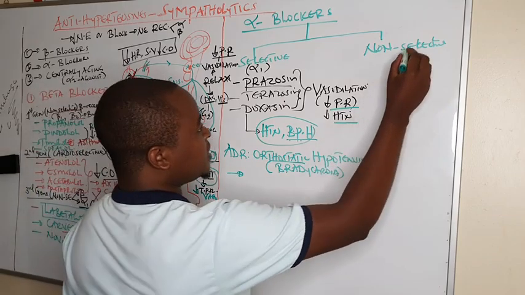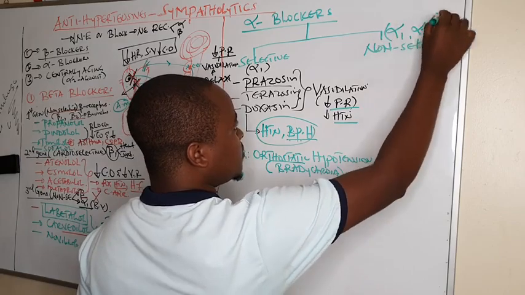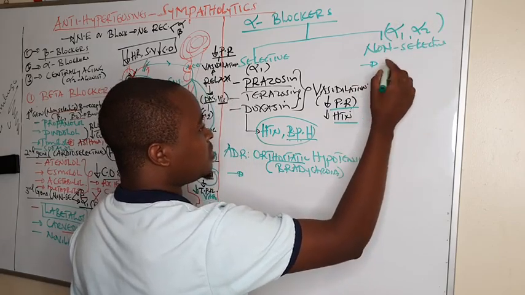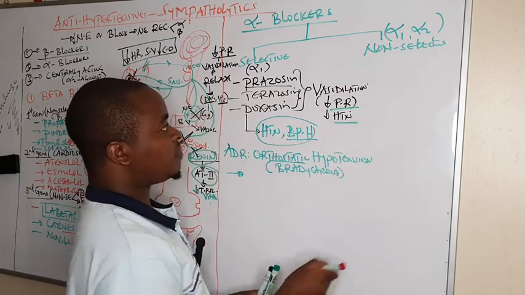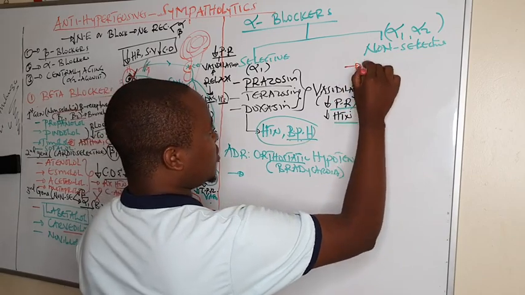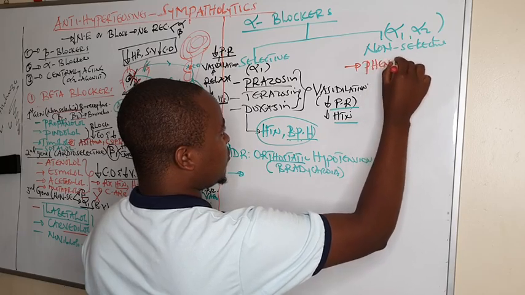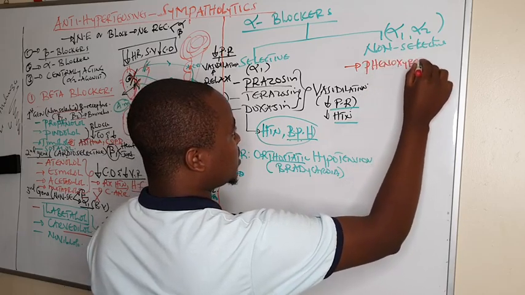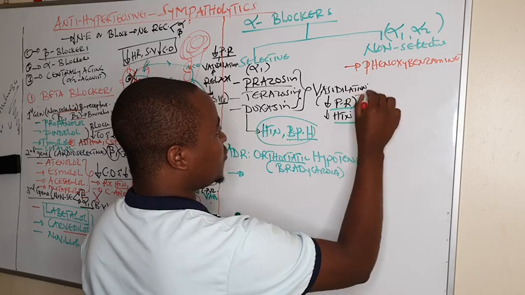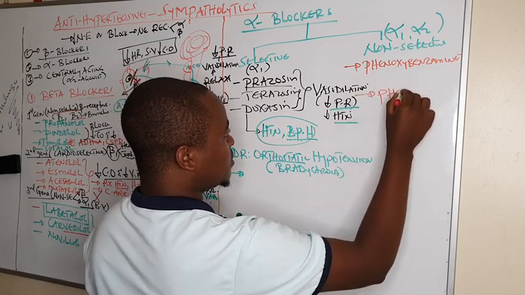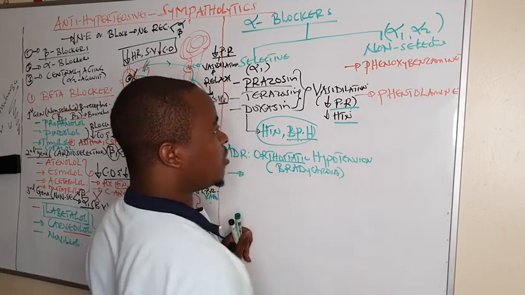Then the non-selective ones bind both on alpha-1 and alpha-2. And examples under this class, we have phenoxybenzamine, then we have also phentolamine. So these are non-selective alpha blockers.